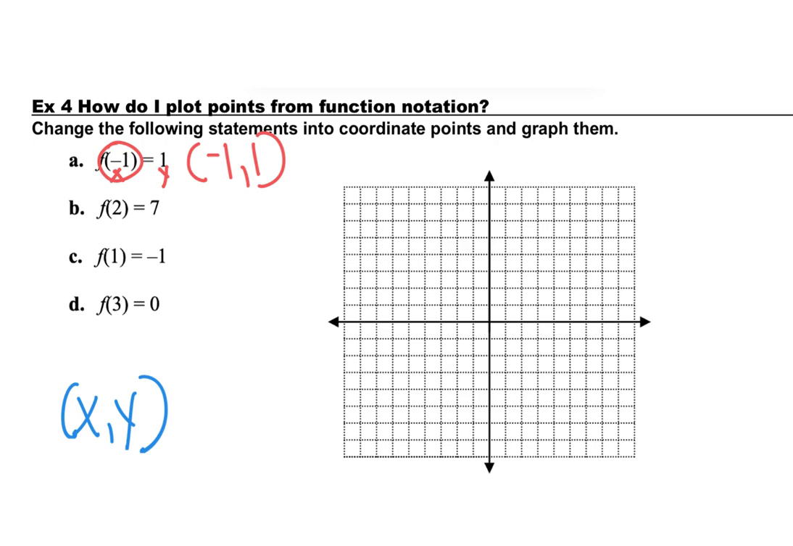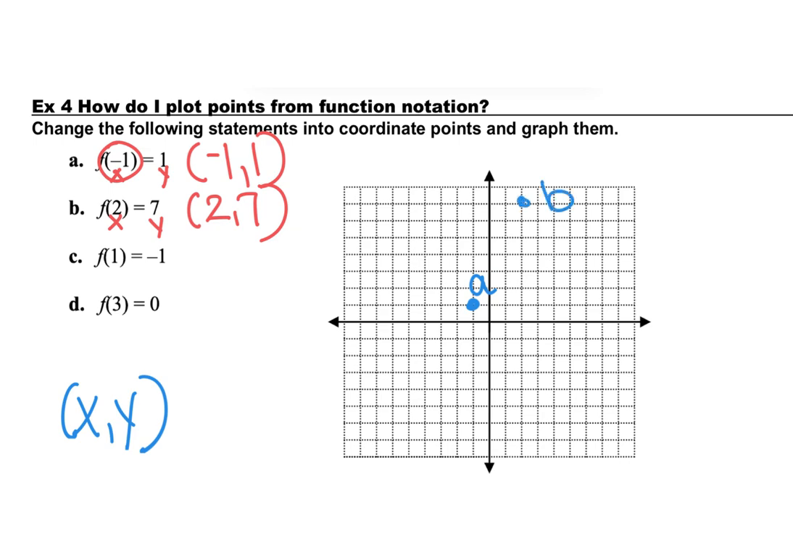So all we would do now is just plot it. I would go negative 1, 1. So this is letter A. Again, this is x, this is our y. So I've got 2, 7. So I come over to my graph and I plot the 2, 7. I'm walking over 2 and going up 7.